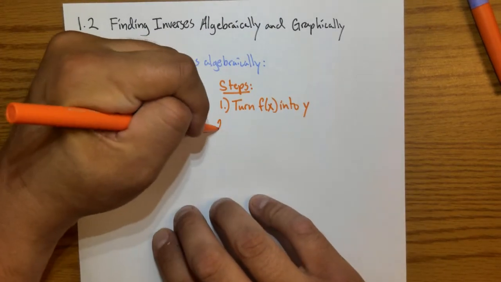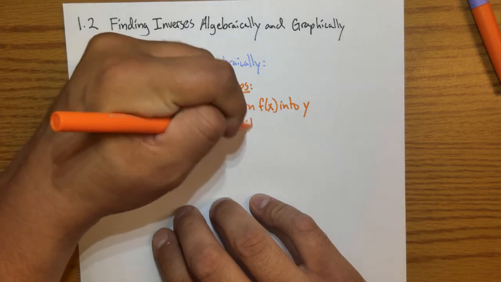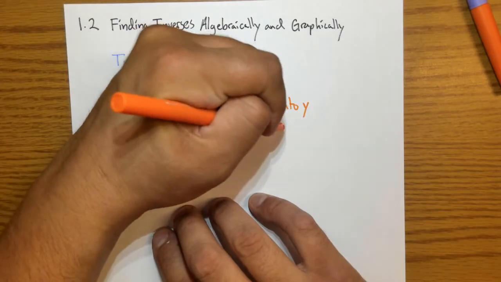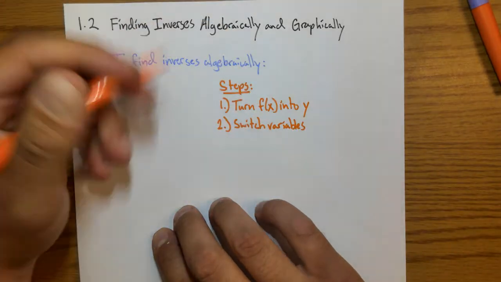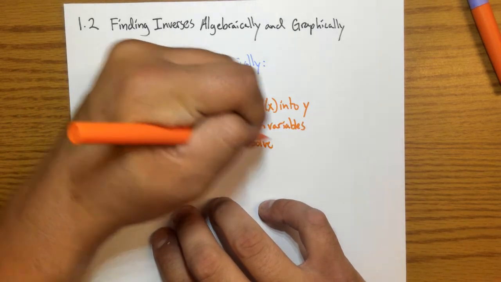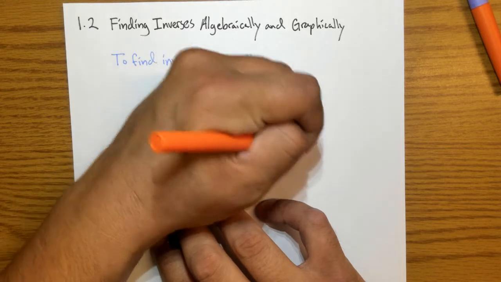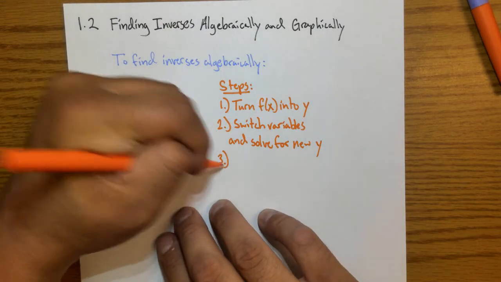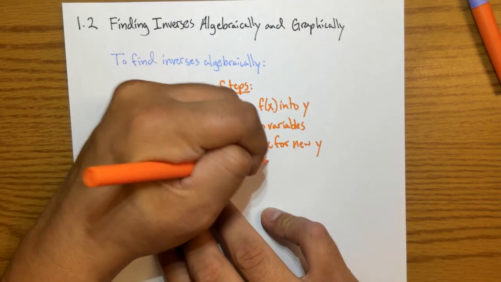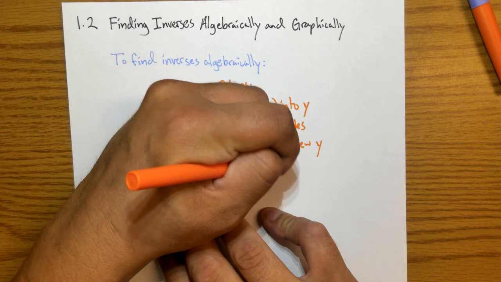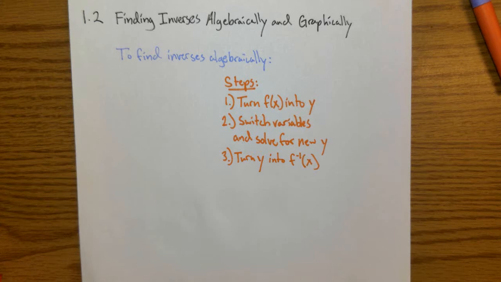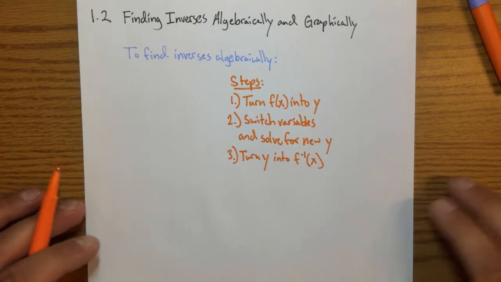And then step 2, we want to switch the variables. So y becomes x, x becomes y. So switch variables and solve for new y. And then finally step 3, we want to turn our y into f inverse of x. So just turn it back into the function notation that it originally was in. Let's take a look at a couple examples here.